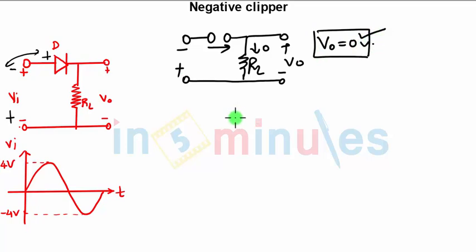So you won't get any output in the negative half cycle. Hence it is called a negative clipper. It is clipping off the negative part of the input waveform. Now how to draw the waveform?